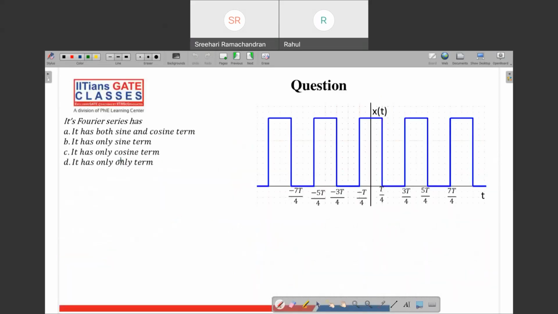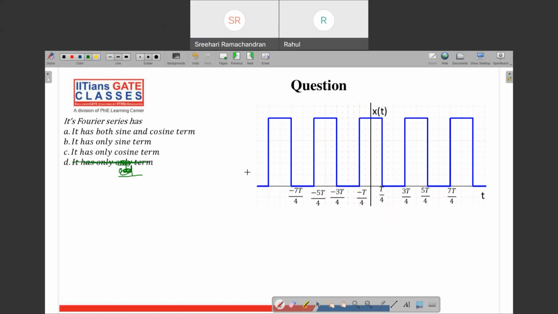Okay, so we have a question here. We have been given this signal, and for this signal, we need to find out which of these four options is true. So the first option is it has both sine and cosine terms. It has only sine terms. It has only cosine terms. It has only, I think it should be odd term. I think this option is wrong, I guess. We can just remove it.